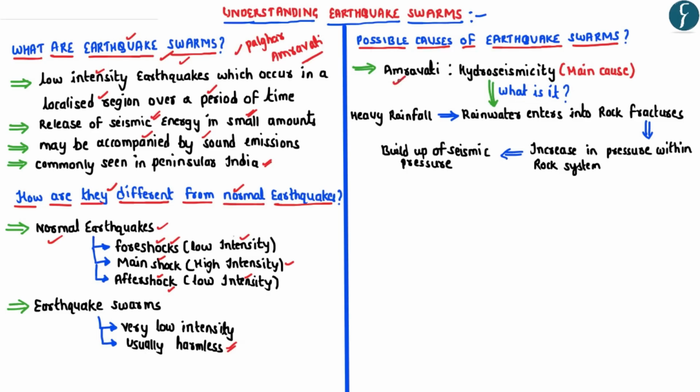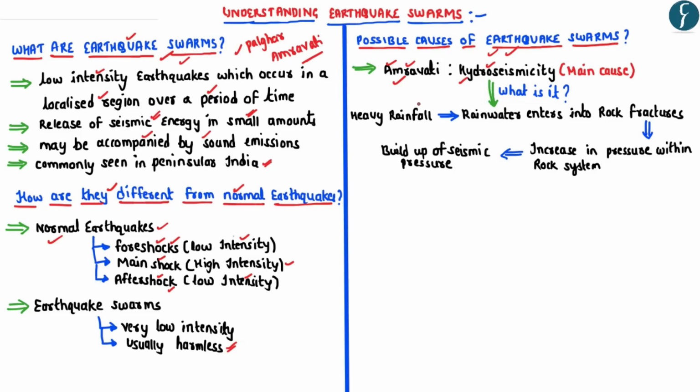As discussed before, even before the Palghar district, the Amravati district of Maharashtra had also witnessed earthquake swarms. Hence, based upon a detailed and scientific investigation of the causes of earthquake swarms in the Amravati district, the seismologists came to a conclusion that the earthquake swarms of the Amravati district were due to hydroseismicity. Now, what exactly is this hydroseismicity?